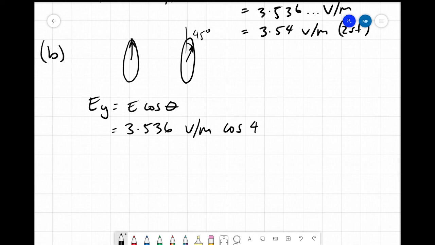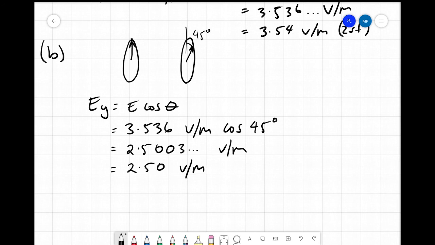Cos 45 degrees. And so we end up with 2.5003 something volts per meter. But again, we only want this to three significant figures. So we get 2.50 volts per meter.